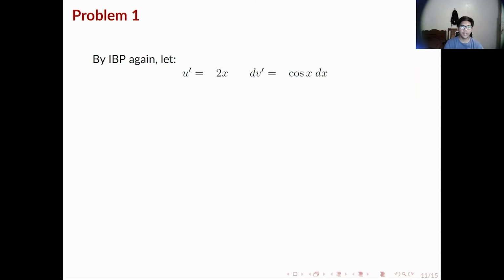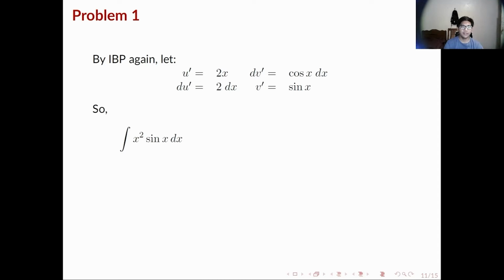So again, we use IBP. Let u prime be equal to 2x and dv prime be equal to cosine x dx. Again, algebraic functions have a higher priority than trigonometric functions. So we let u prime be equal to 2x. Now we have du prime be equal to 2 dx and v prime be equal to sine x.